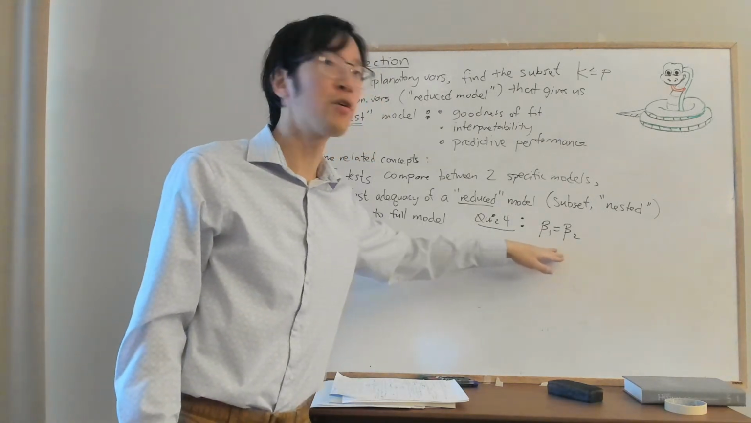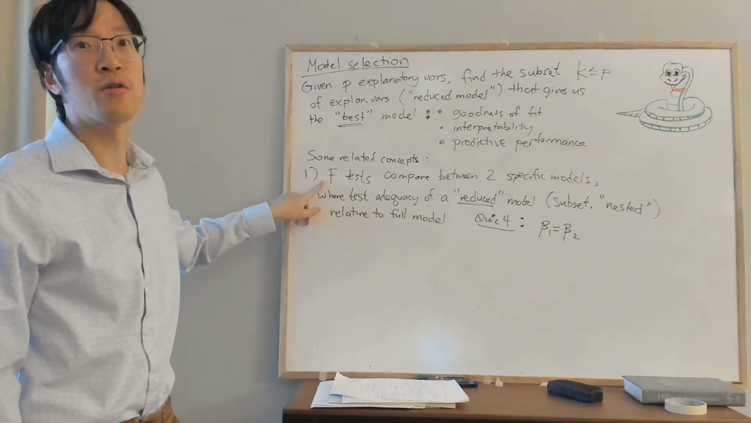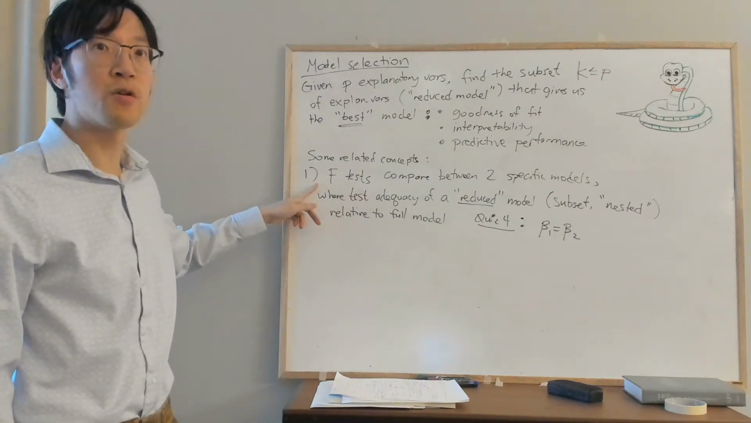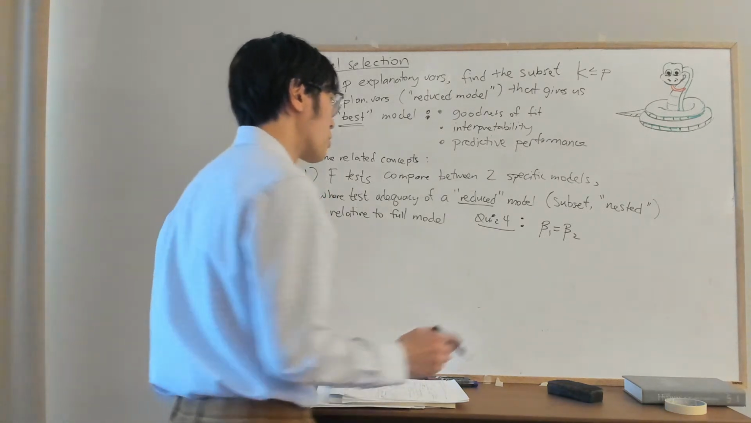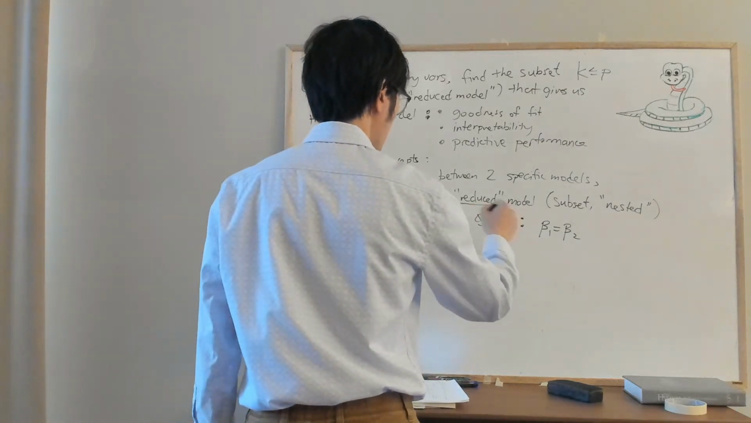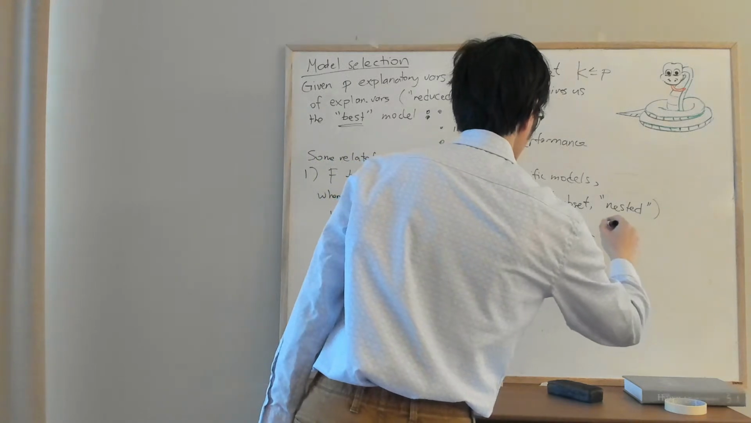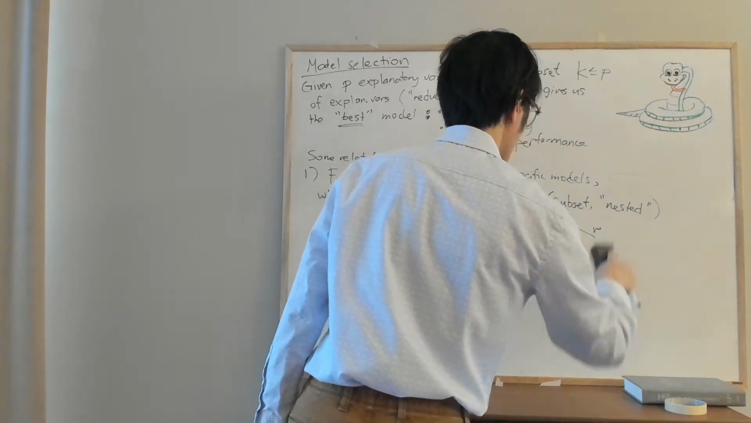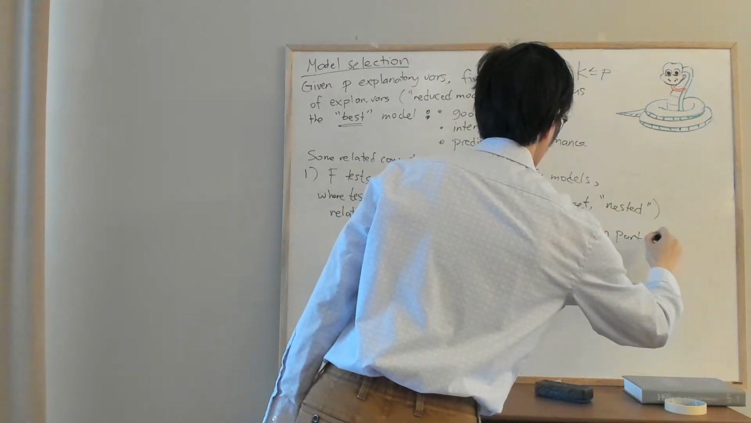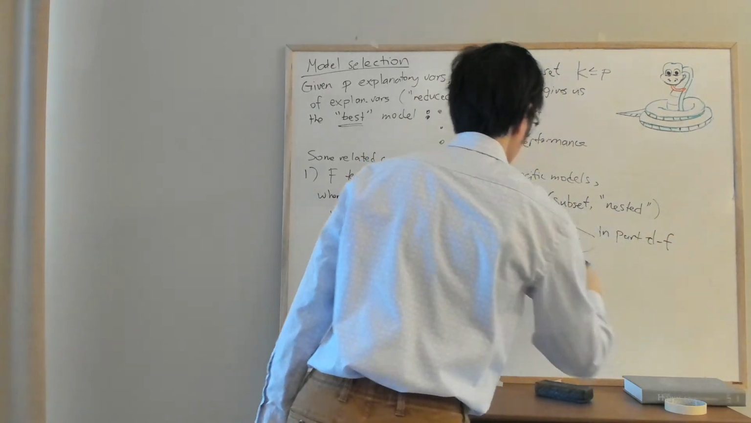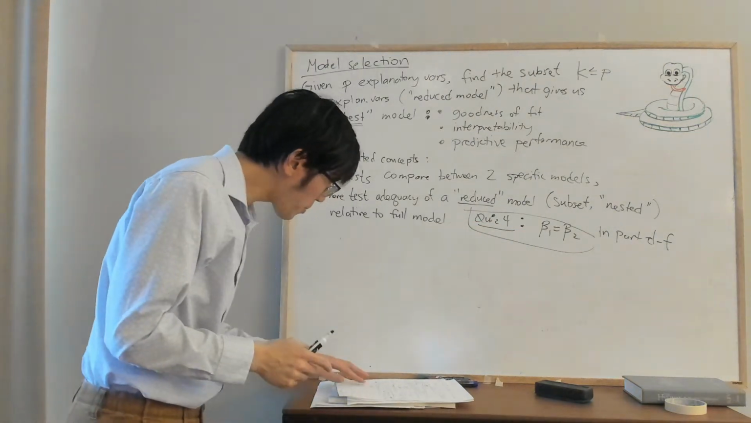So this is an example of a constraint that we could test using the general framework for doing linear hypothesis tests using the F distribution. So this is just a side note. A reduced model in part D to F. So this is one of the constraints that's imposed there.